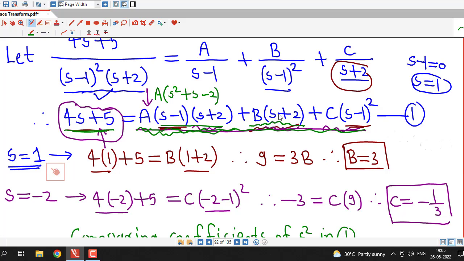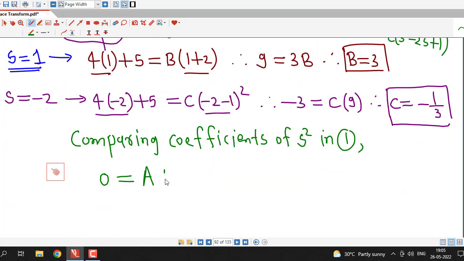In the second term there is no s squared, that is, the coefficient of s squared is 0. In the last term, if we expand this, we will have C into (s squared minus 2s plus 1), that is, the coefficient of s squared in the last term is capital C. So we obtain 0 equal to A plus C, therefore A equals minus C. We have obtained the value of C, so A equals minus C, and the value of C is minus 1 by 3, therefore the value of A is 1 by 3.